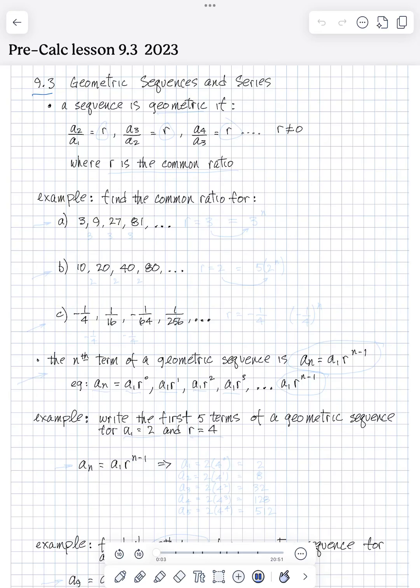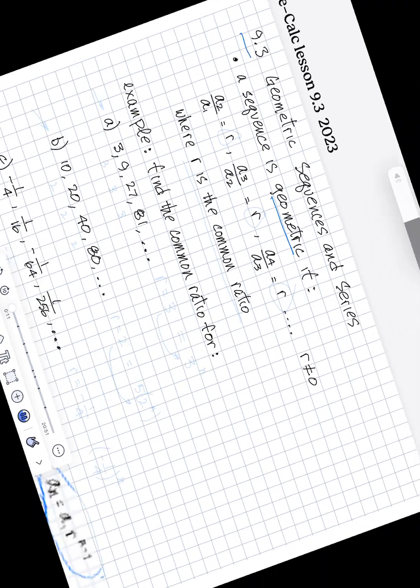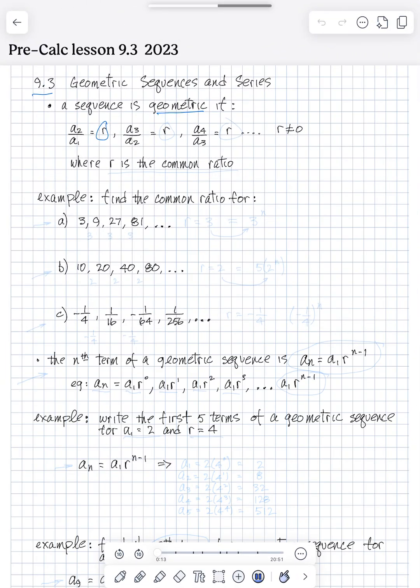Series on geometric sequences and series. A sequence is geometric if the ratio of a2 to a1 is r, a3 to a2 is r, a4 to a3 is r, and so on and so forth. Obviously, r is not 0, but r is called the common ratio or common factor.